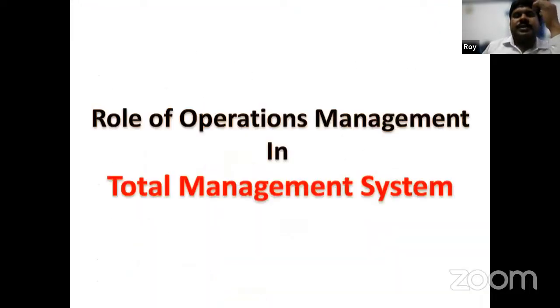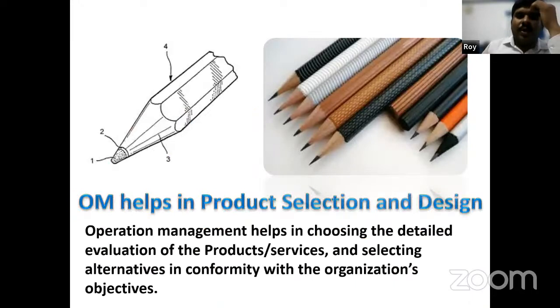Right? Now let's see what production and operations management, OM, is in TQM. OM helps in product selection and design. It's choosing the detailed evaluation of the product and services and selecting alternatives in conformity with the organization objectives. It is helpful in detailing that.